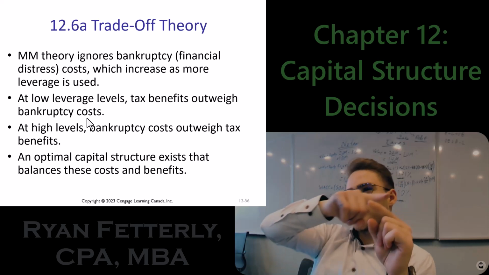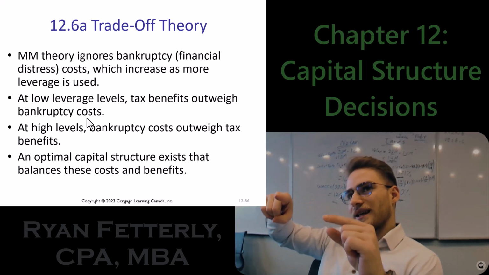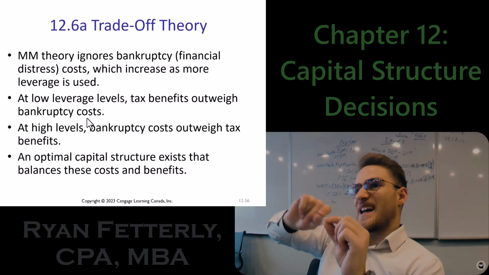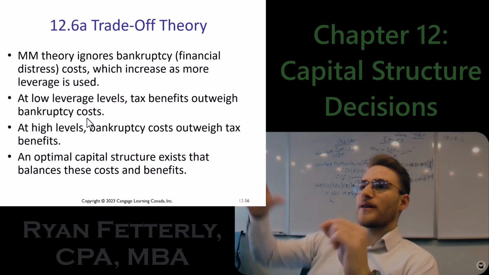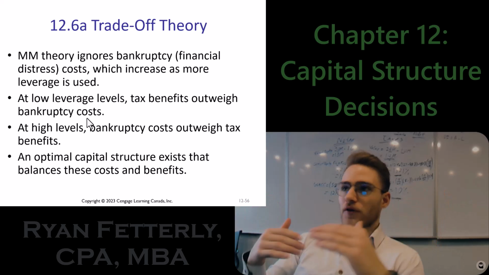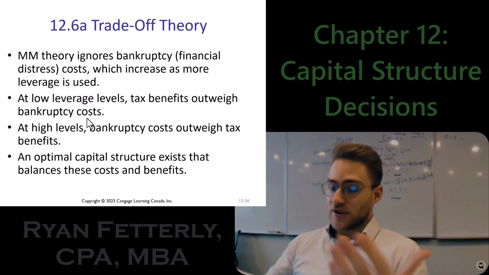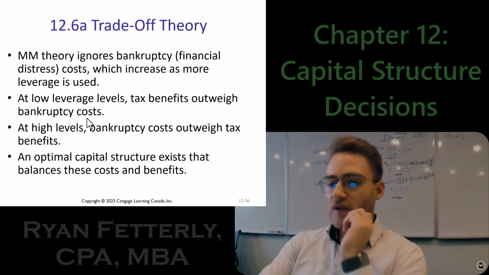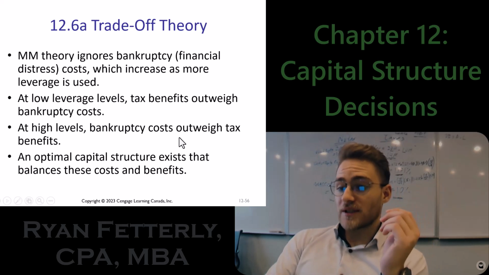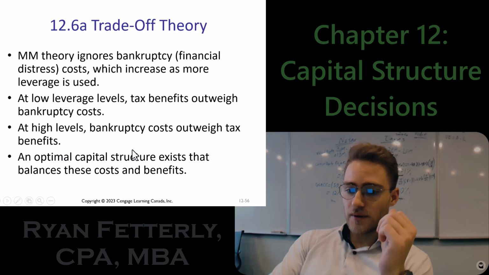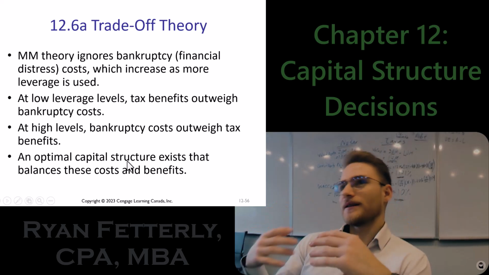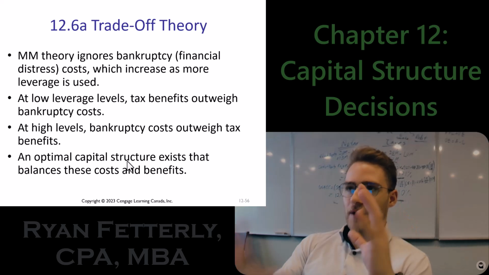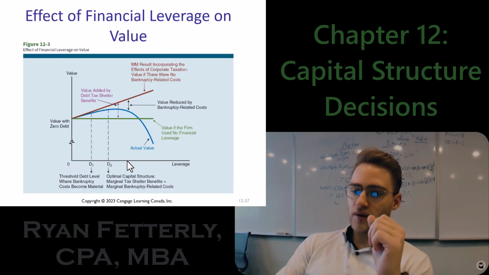It doesn't. Because there's a point where your bankruptcy costs start kicking in, you start becoming high risk, and everything starts getting really expensive, from your cost of debt to your cost of equity. And it's no longer beneficial to the firm because your cost of financing is so expensive. So at high levels, bankruptcy costs will outweigh tax benefits, absolutely. And an optimal capital structure exists that balances these costs and benefits. There's a great little graph at the end that shows you exactly how this works.